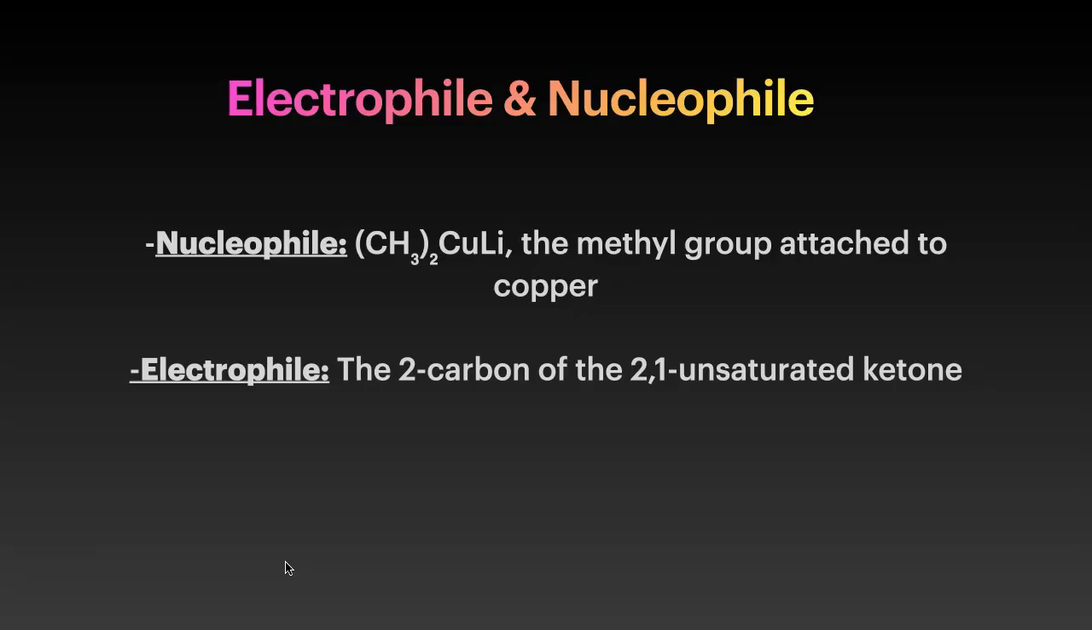The nucleophile in this reaction is dimethylcuprate, abbreviated as (CH3)2CuLi. The reactive part of the nucleophile is the methyl group attached to copper, which is the group that ultimately forms the new carbon-carbon bond. Copper makes this nucleophile less reactive than Grignard or organolithium reagents. Because of this reduced reactivity, Gilman reagents are considered soft nucleophiles and tend to favor conjugate addition.